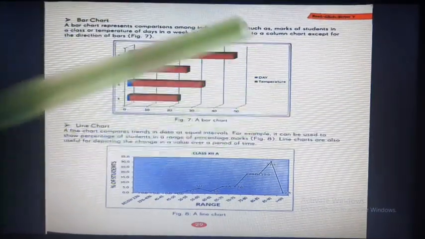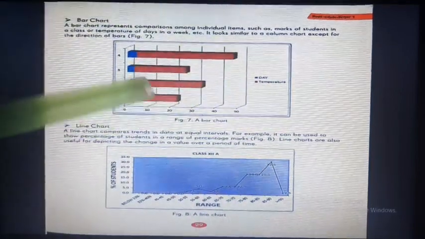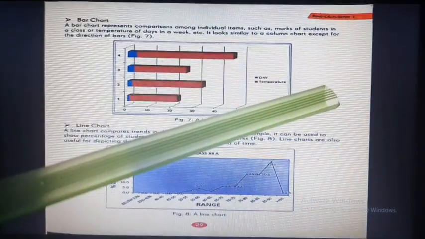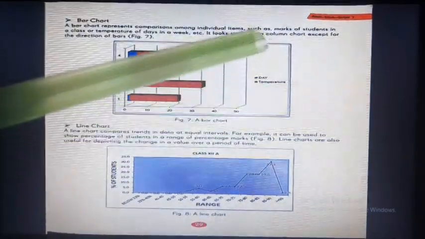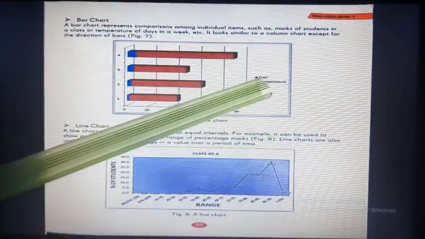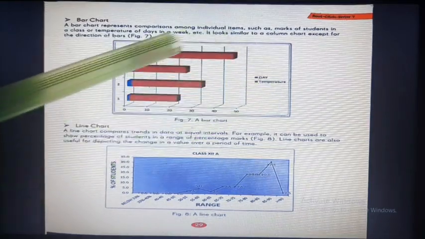As in social studies, after drawing a map you give the direction like north, south, east, west. Here the blue one is day and the red one is temperature.